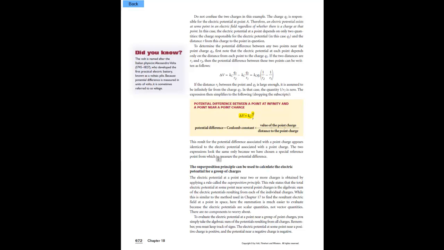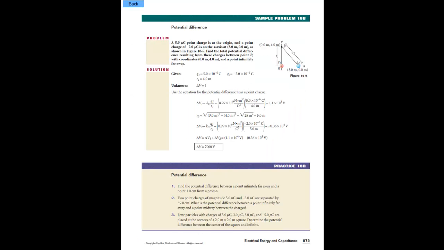Now, the nice thing about electric potential is that even using the superposition principle, when I have multiple charges in a situation, this guy is scalar. Things dealing with energy are scalars, and therefore now I do not have to worry about the vector techniques that we used in the previous chapter dealing with electric force and electric field.